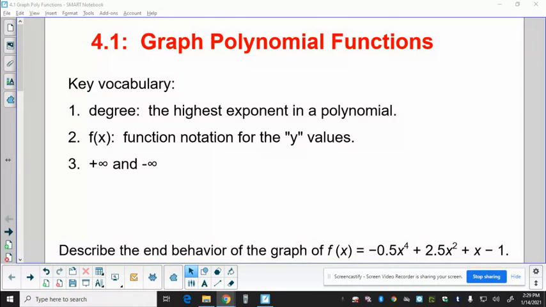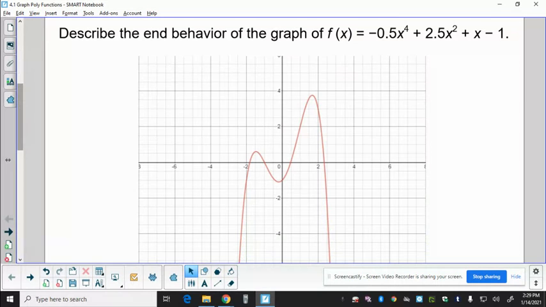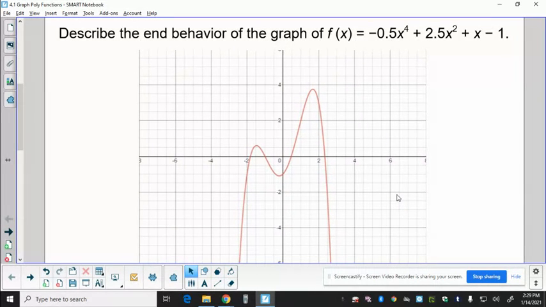So let's start looking at an example of a graph of a polynomial function. In this case, we have this graph, and what I've got up here is it says describe what's called the end behavior of the graph of this polynomial function. So to do this, we need to analyze this graph carefully. But before we do, let's consider a couple things.